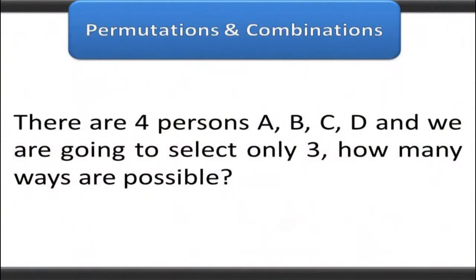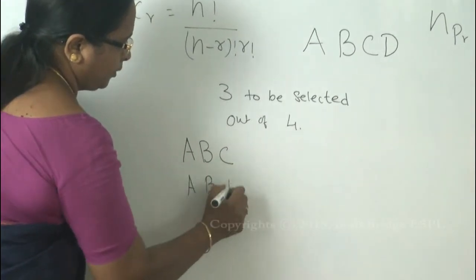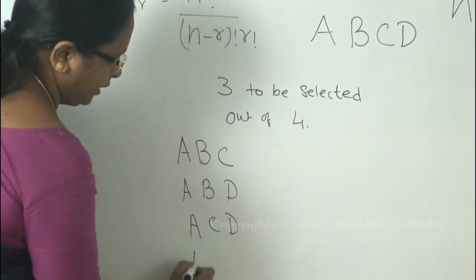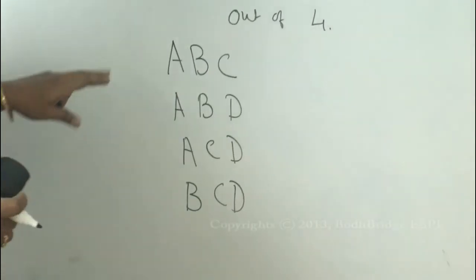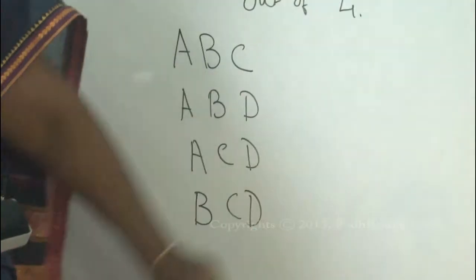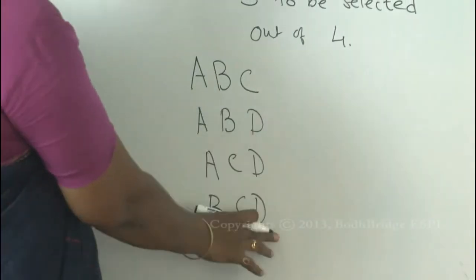Now let me take another example where there are 4 persons A, B, C, D, and you are going to select only 3. How many ways are possible? If you list them out, selecting 3 persons can be ABC, ABD, ACD and BCD. So there are only 4 ways of selecting 3 persons out of the available 4 persons.